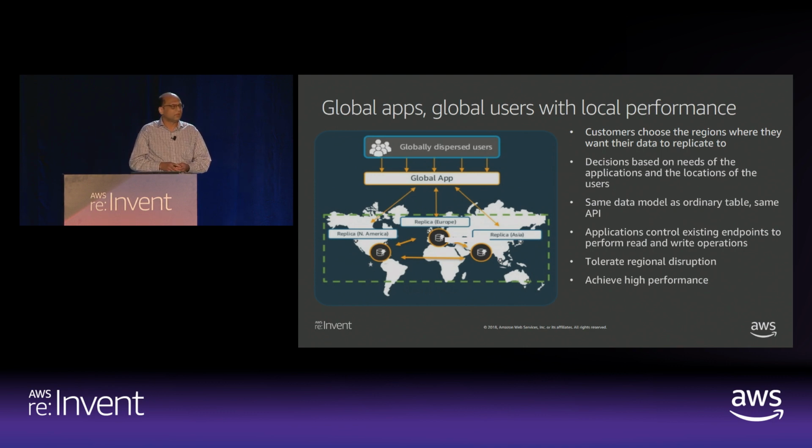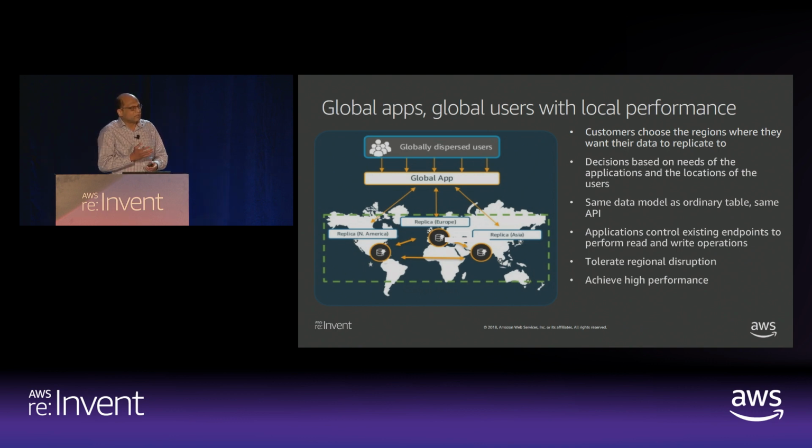Your applications control which region to read and write data to using existing DynamoDB endpoints. Then under the covers, global tables does the difficult task of replicating data and resolving update conflicts. This enables you to focus on your application's business logic. Global tables enables your applications to stay highly available even in the unlikely event of isolation or degradation of an entire region. And finally, global tables enables fast local read-write performance for massively scaled global applications.